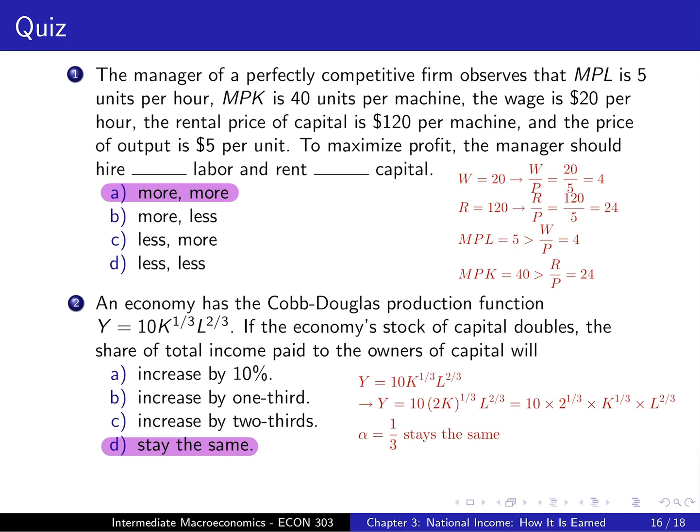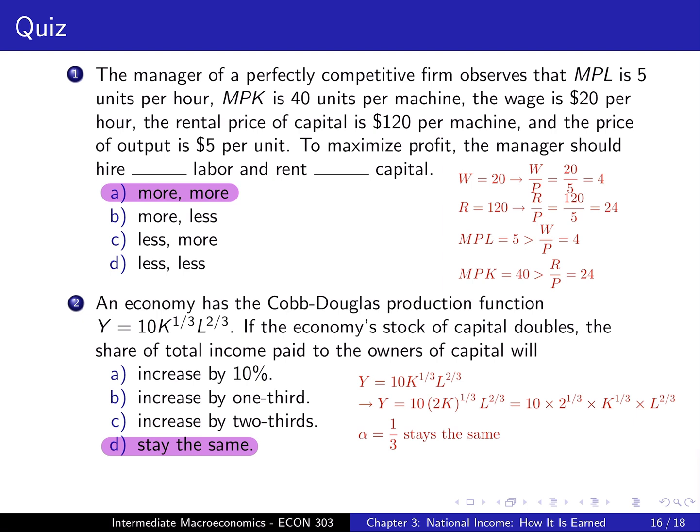Question number 2. Suppose the production function is Cobb-Douglas. That is, Y equals 10 K to the exponent 1/3, L to the exponent 2/3. The question asks, if the stock of capital doubles, what happens to the share of income paid to capital? From the Cobb-Douglas production function, the income shares are constant. Capital share is 1/3 and labor share is 2/3.